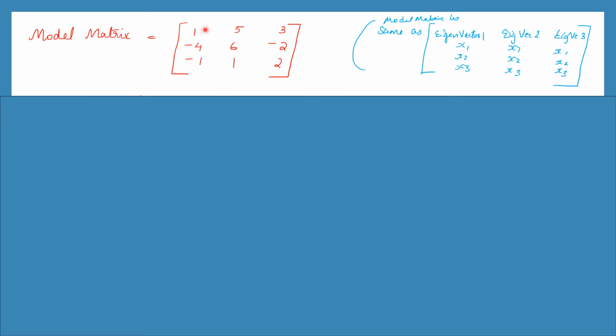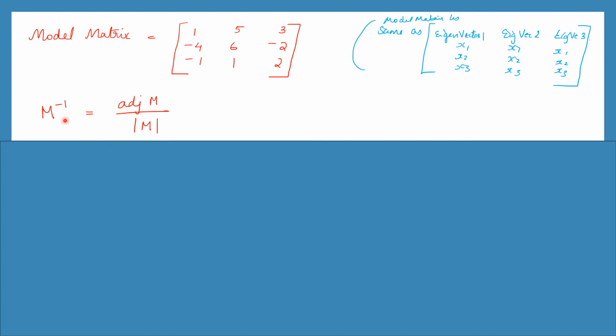So our first eigenvector is 1 minus 4 1. That is our first column here. The second eigenvector is 5 6 1. That is our second column here. Third eigenvector is 3 minus 2 2. That is the third column for the model matrix. So our third step is over. The fourth step, we have to find out the inverse of this model matrix.